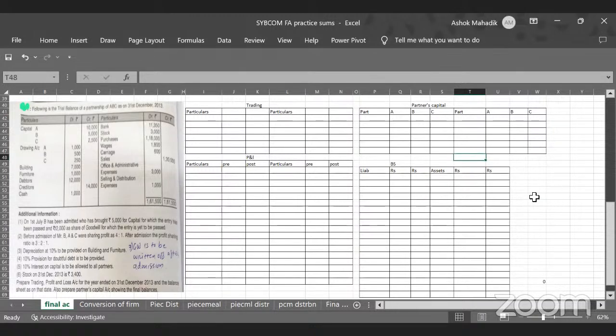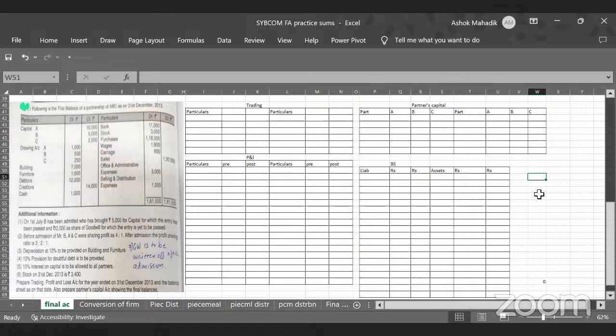So whenever you have final accounts and it has admission, we have to be very careful. We have to see when the partner is admitted. Okay, if the partner is admitted on day 1 of the year or last day of the year, in that case we need not have pre-column and post-column in P&L account. Pre and post-column indicates pre-admission part and post-admission part.